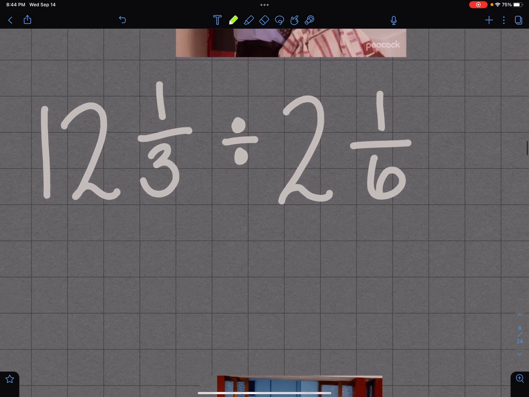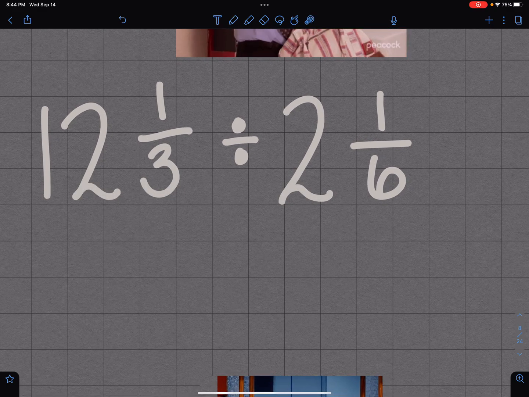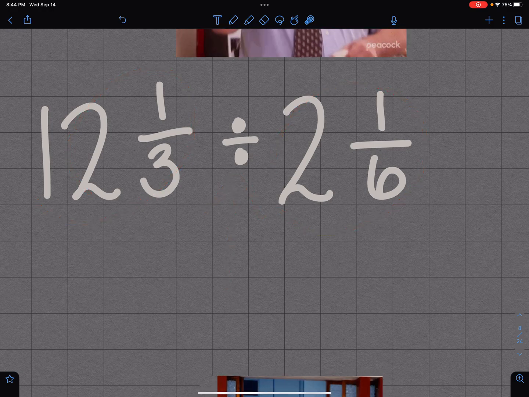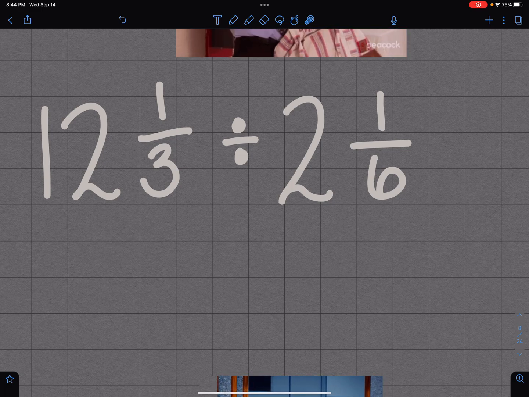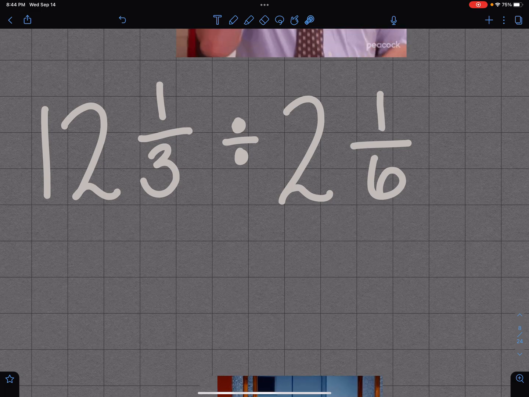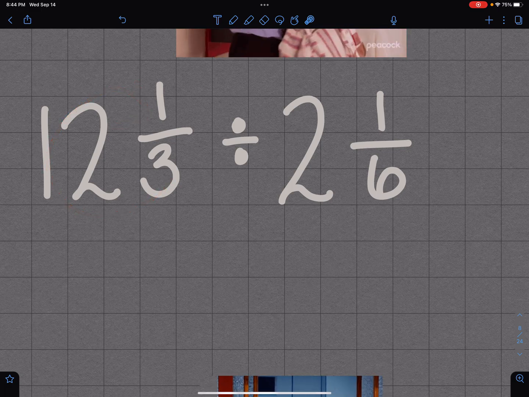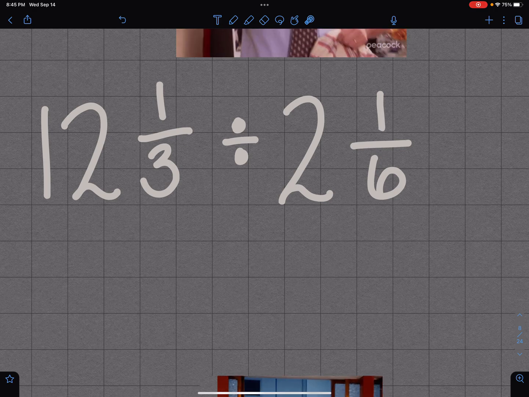12 1/3 divided by 2 1/6. So they're being tricky here because they gave us two mixed numbers, and look at this, they want us to divide. It's not multiplying, so we have to be careful. Don't let them trick you on stuff like this, those test makers. So again, clockwise direction, let's turn this into an improper fraction.